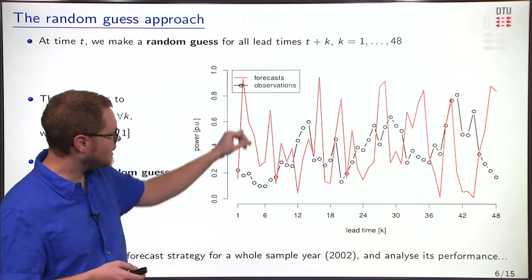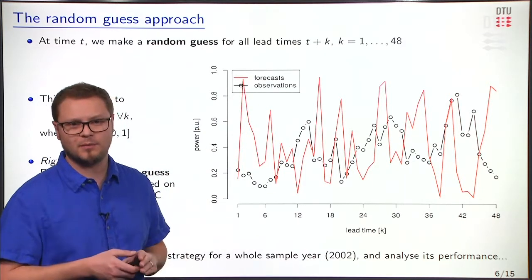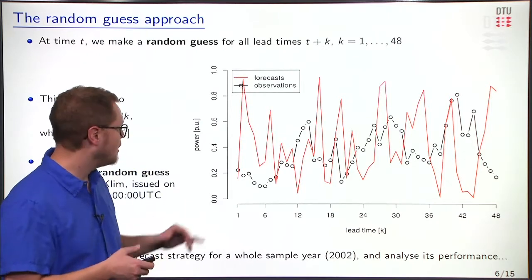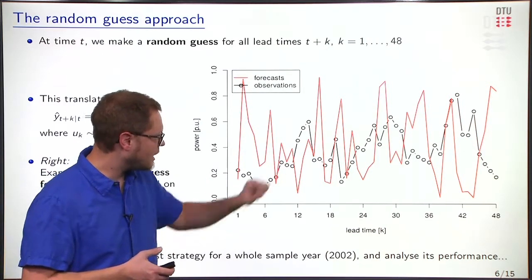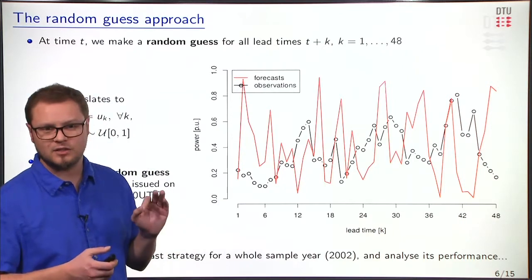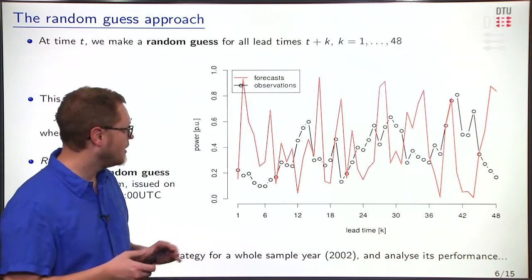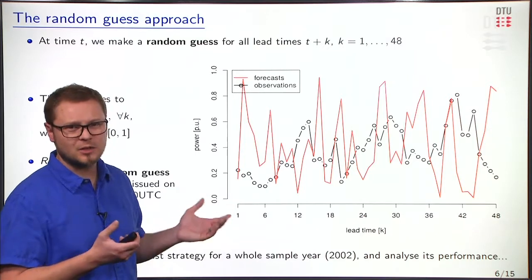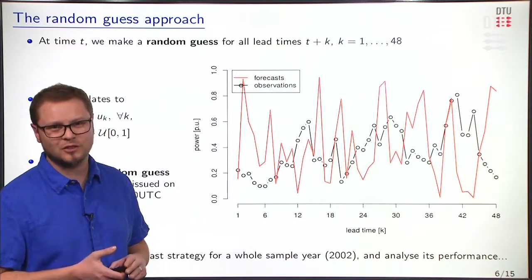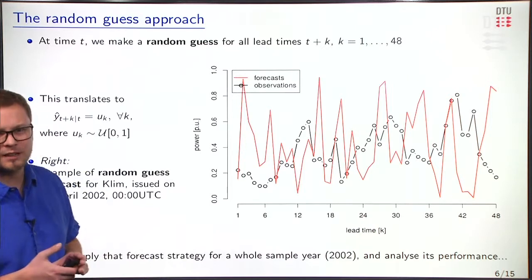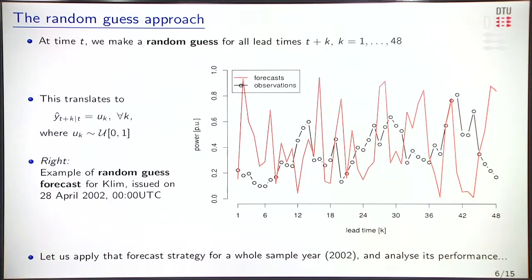The forecasts here are in red, and as you expected, they're all over the place. The observations we got a posteriori are here in black with these red circles and lines in between. Visually inspecting this forecast and observation, there doesn't seem to be a good match between the two. It's really all over the place. But what we need to do if we want to actually derive some insight from application of this kind of strategy is apply it for a whole sample year, so here 2002, and then analyze its performance.